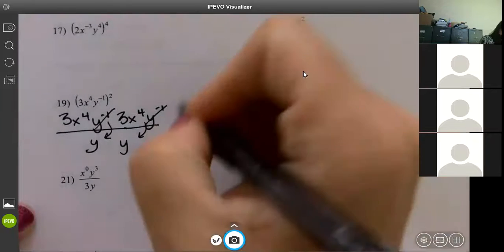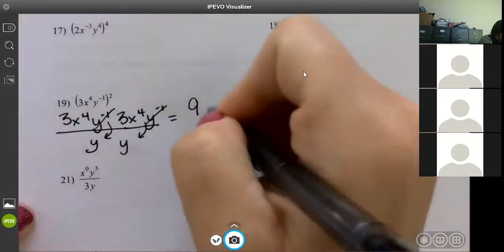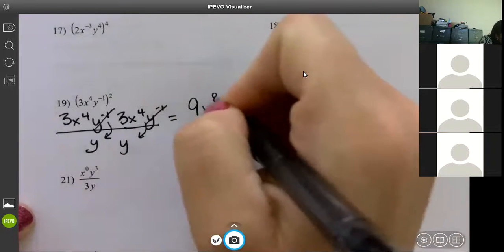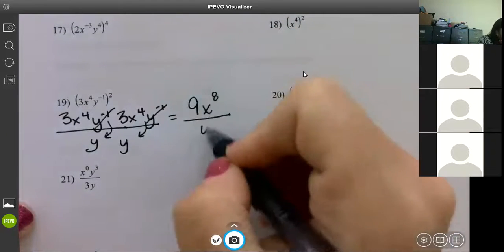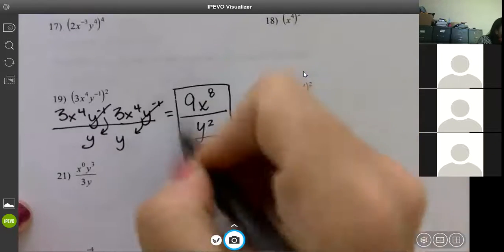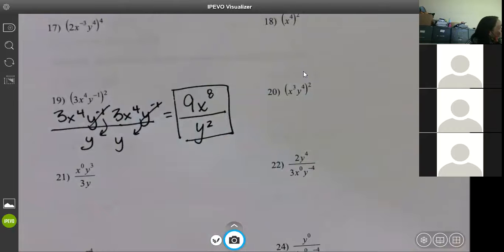So what do I have left on top? 3 times 3 is 9. How many x's? 8. On the bottom, how many y's? 2. There's nothing the same on the top and the bottom. So that's it. Pretty simple, right? Not too bad.